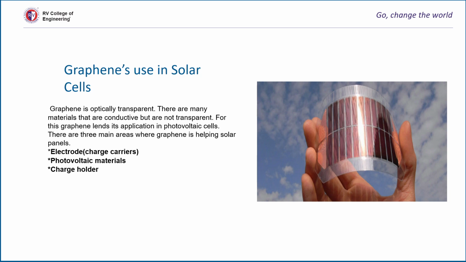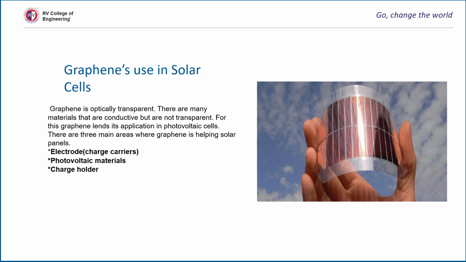The graphene used in solar cells. Graphene is optically transparent. This makes it an extremely interesting material for scientists, as there are many materials which are highly conductive but are not transparent like graphene. So this unique property of graphene lends its application to photovoltaic cells. At present, there are several different variations of graphene cells which are being researched.